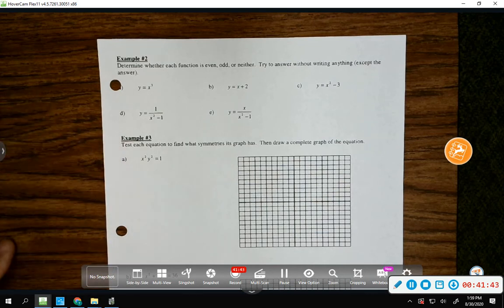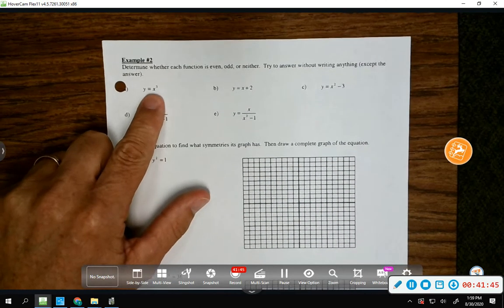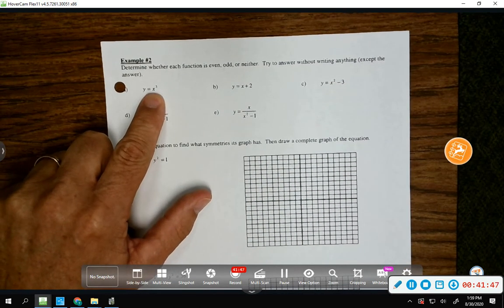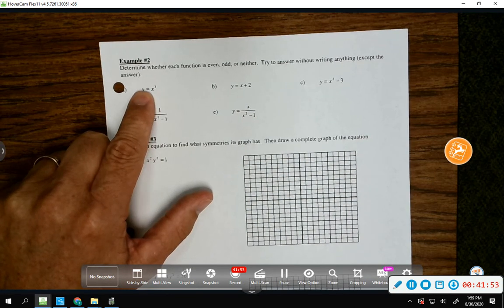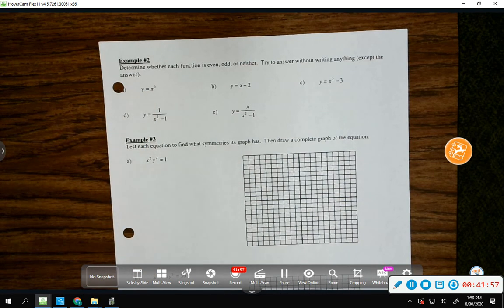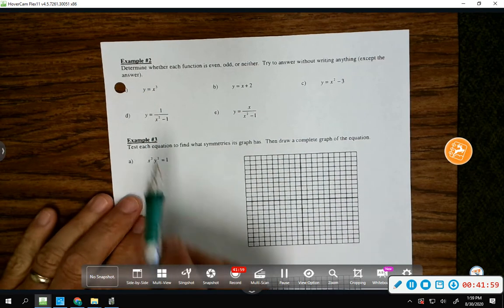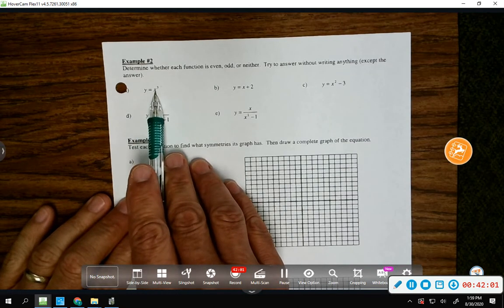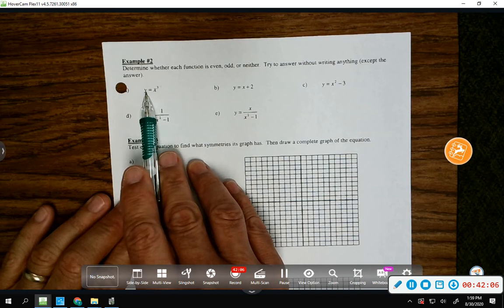But what you want to do is plug negative x in for x. If you get the exact same thing back out, it's even. If you get the exact same thing, but off by a negative sign, it's odd. In all honesty, it's easier just to plug numbers in. In other words, if I plug 1 in here, I get out 1 for y. If I plug in negative 1, I get negative 1 for y.